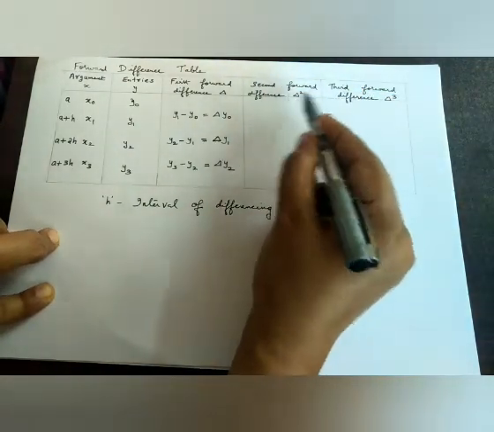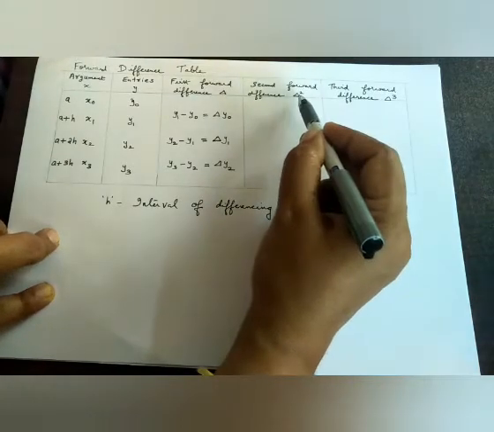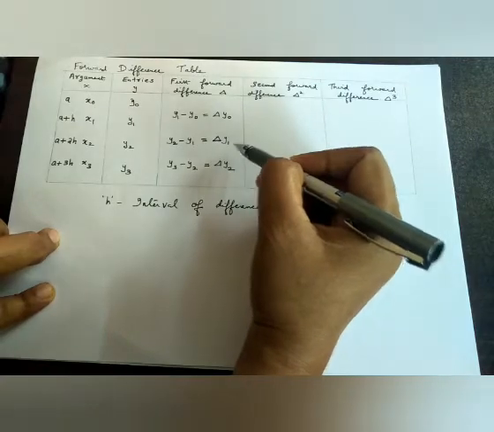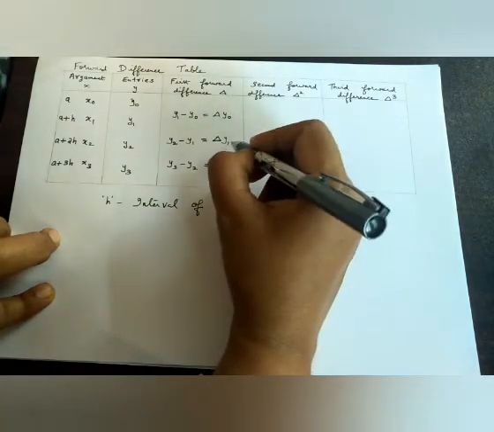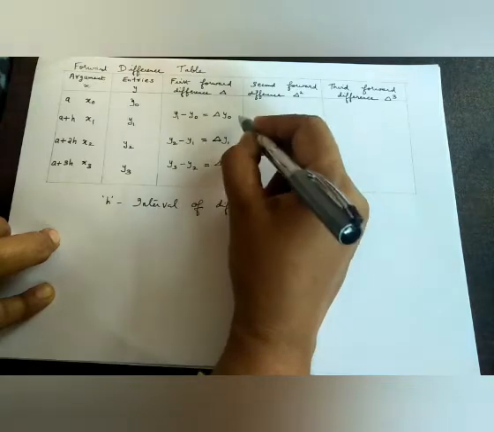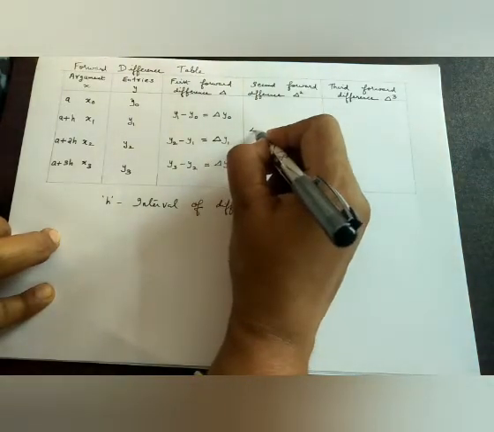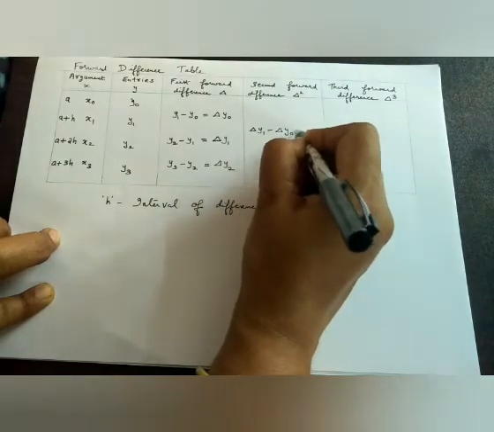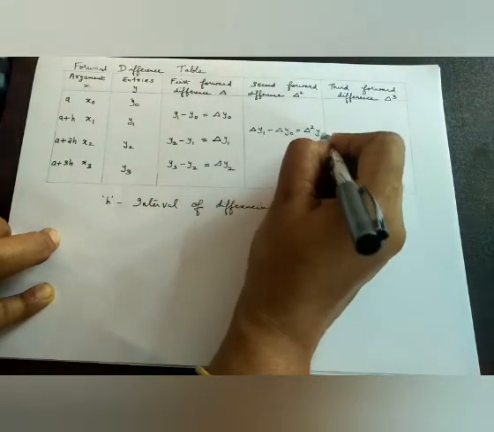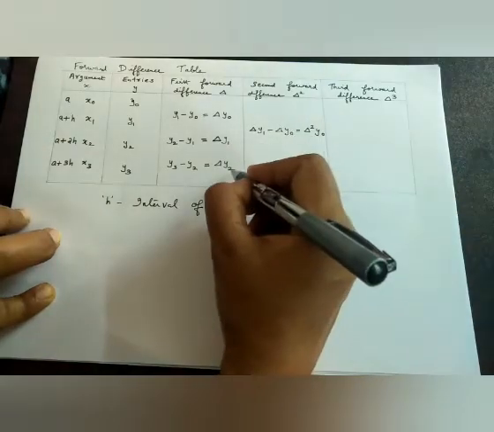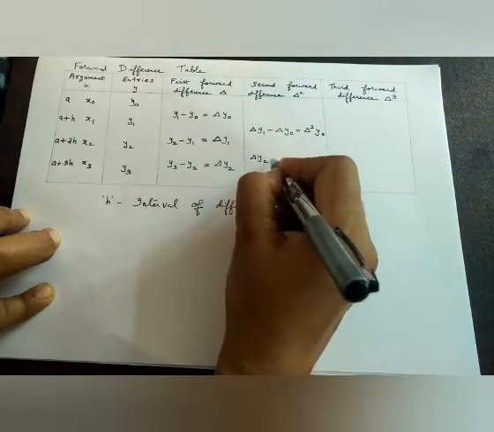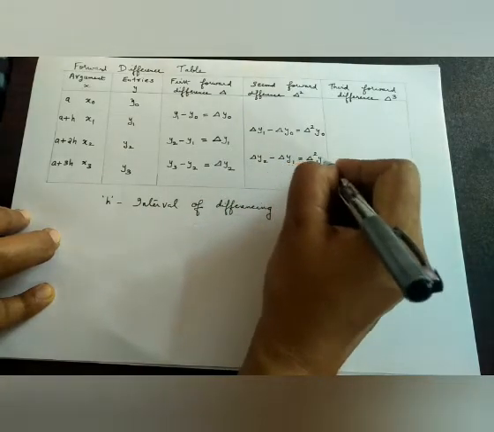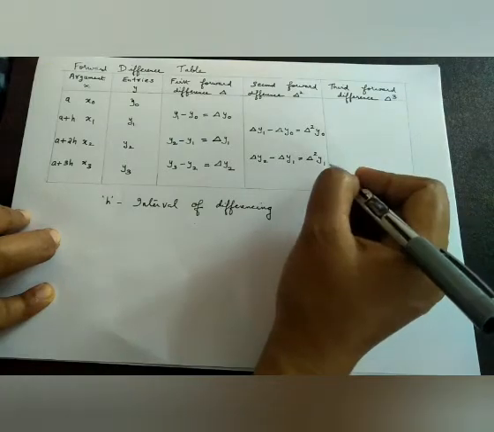Then we can move to the second forward difference, that is delta square. First delta square y0, then delta square y1. For that we will take the differences of the first forward difference, and we write in between these two, that is delta y1 minus delta y0, which is equal to delta square y0. Second case, delta y2 minus delta y1, that is delta square y1. These are the second forward differences.